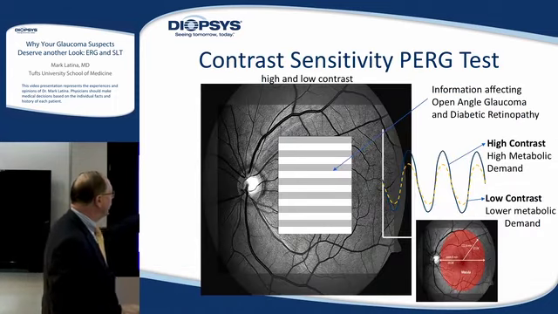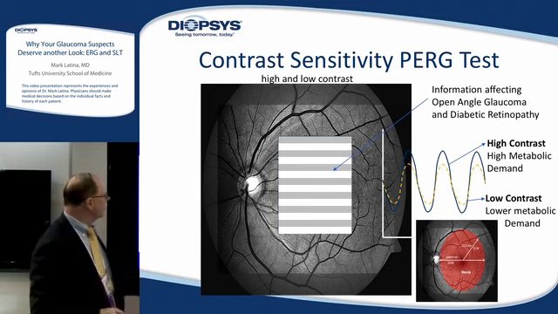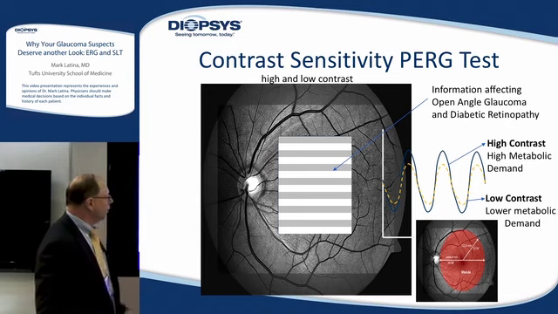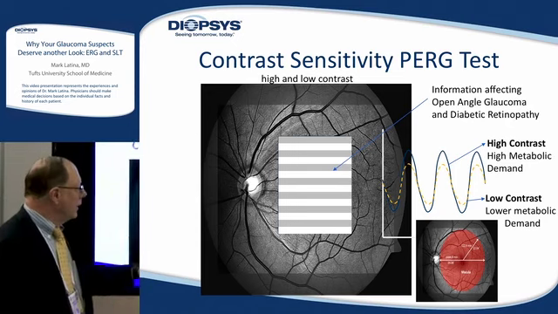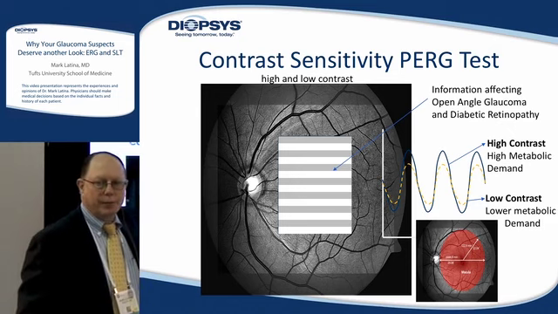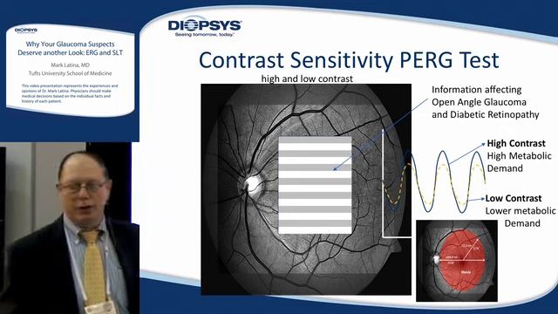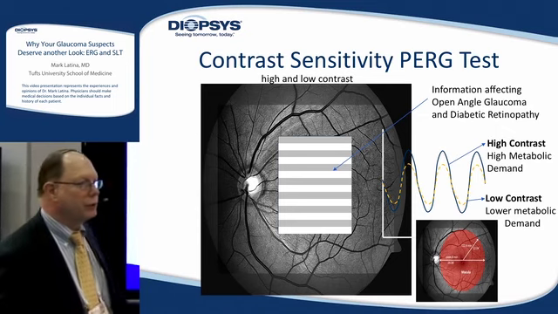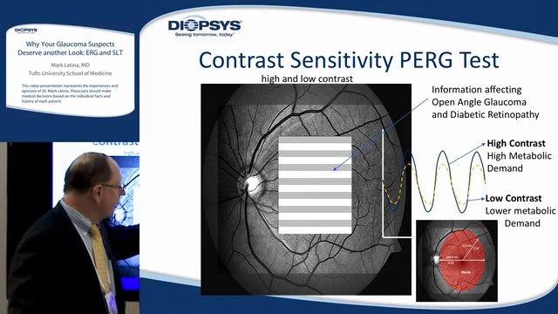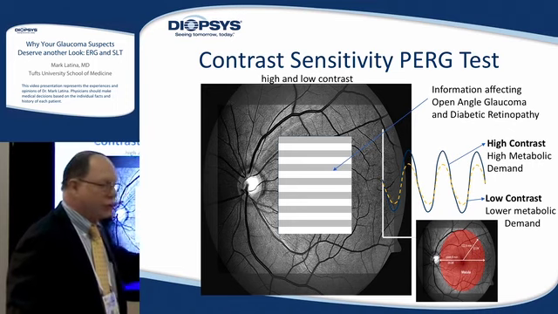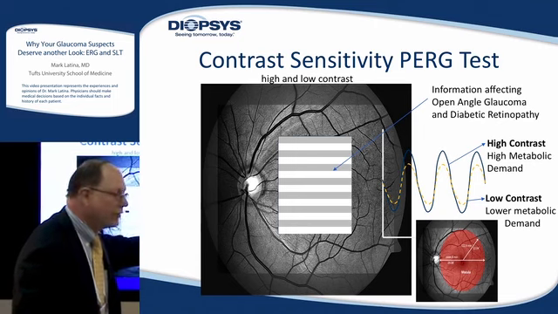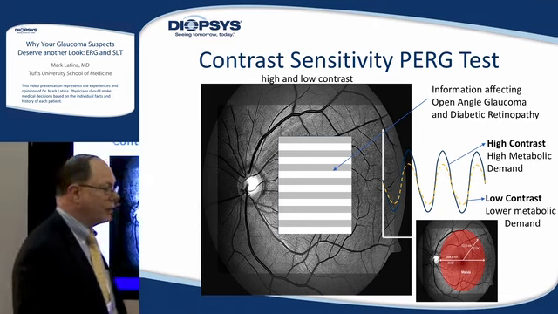So again, we have contrast sensitivity and concentric PERG. In glaucoma, we're using mostly contrast sensitivity, looking at high contrast and low contrast. And again, at high contrast, what's happening is you're creating a high metabolic demand on the retinal ganglion cells. So this is more likely to be affected if the cells are not healthy, if they're suffering. So there's high demand and then low contrast, which is a lower demand on the cells. And this is basically the area that you're actually measuring with pattern electroretinogram.